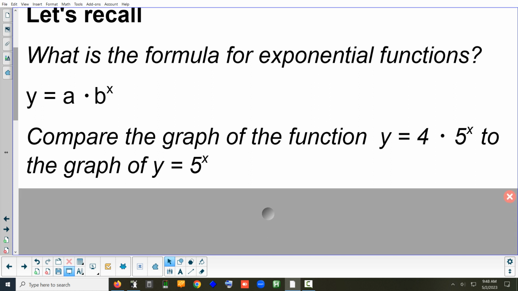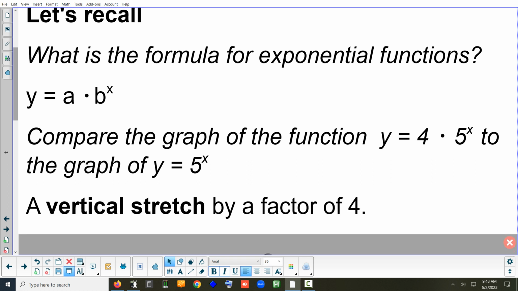All right, now, again, another review. But if I asked you to compare y equals 4 times 5 to the x to just y equals 5 to the x, how would you describe how those two graphs compare? This is where you write that sentence that's almost the same every time. What would you write down? Yeah, this one has been stretched vertically by a factor of 4. So that's a question we kind of did in the homework last night.